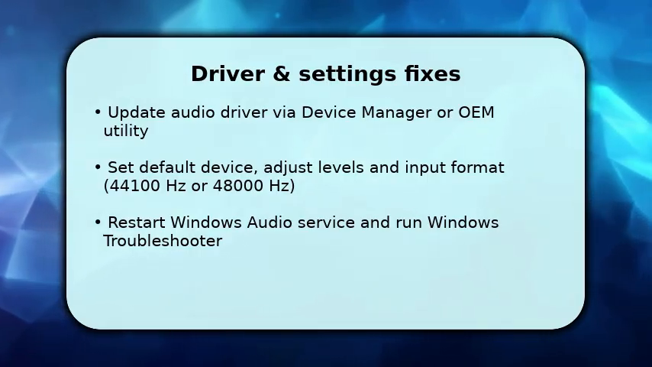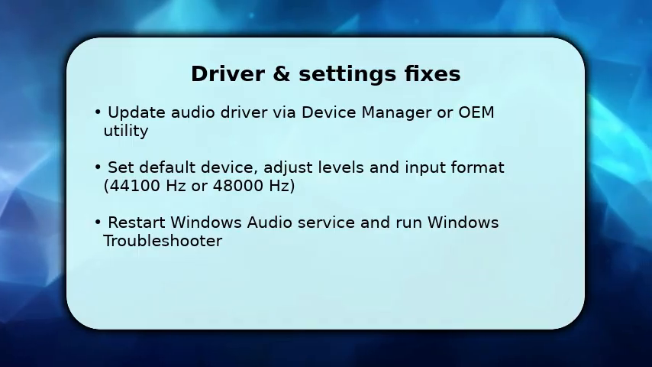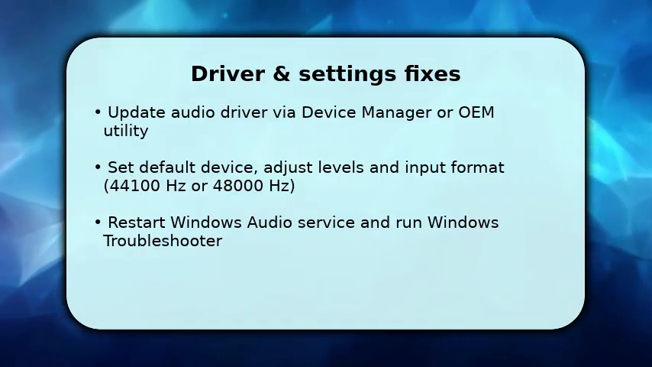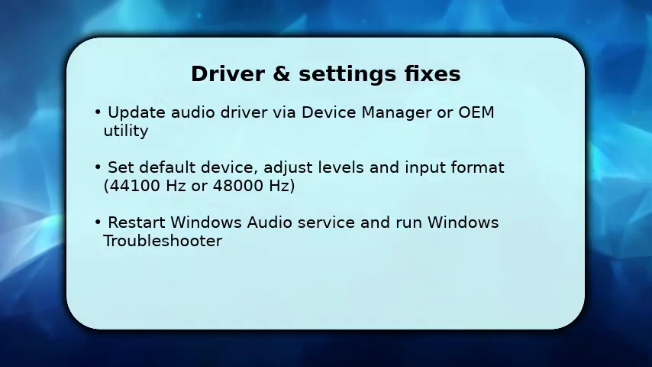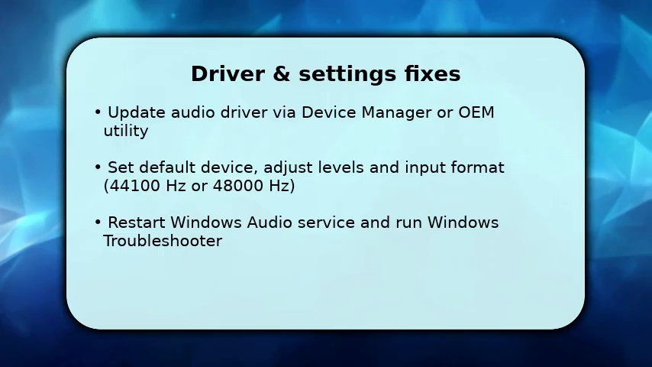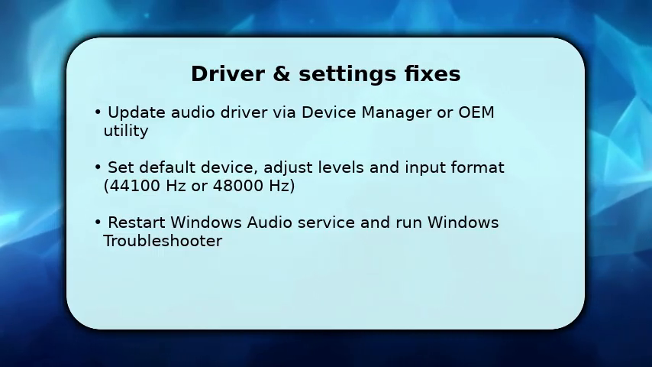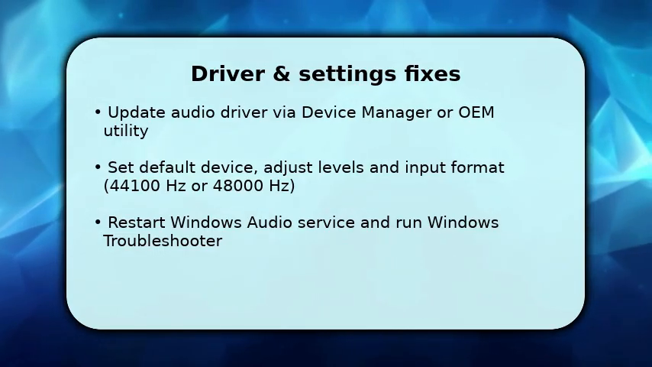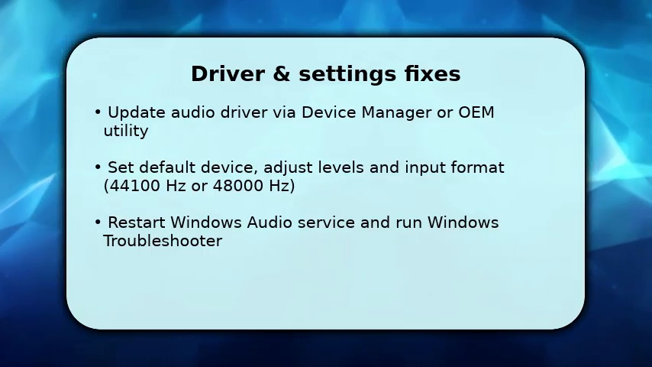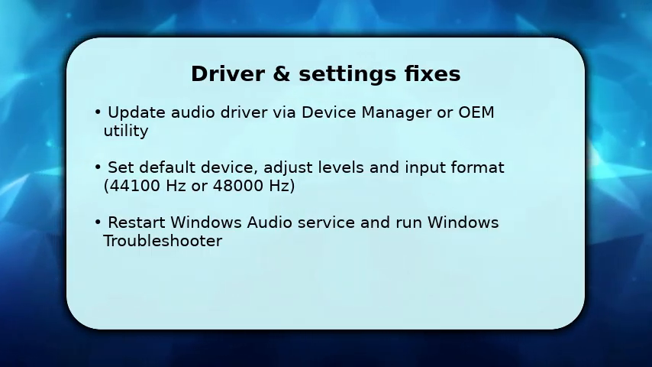Make sure the mic is the default device under sound settings, then open Device Properties to raise the input volume and pick a common sample rate like 44,100 or 48,000 Hz to avoid compatibility problems. Restart the Windows Audio service and run the built-in troubleshooter.